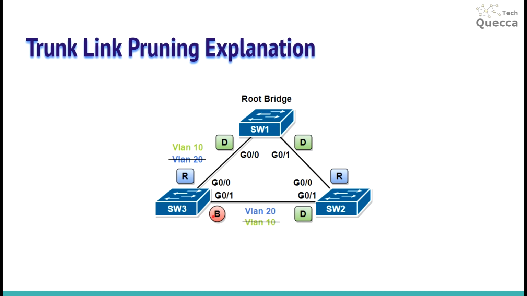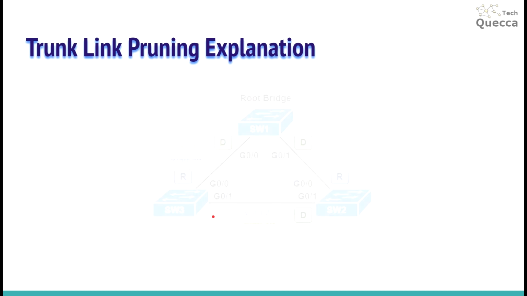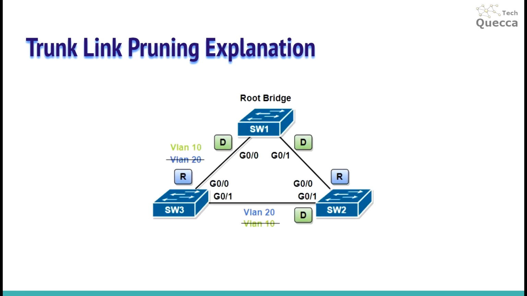But then if we look into the VLAN 10 instance, there is no VLAN 10 on this link. So we're going to have the same: designated, root, and designated. So traffic is going to go like this if we have hosts here and here in VLAN 10.